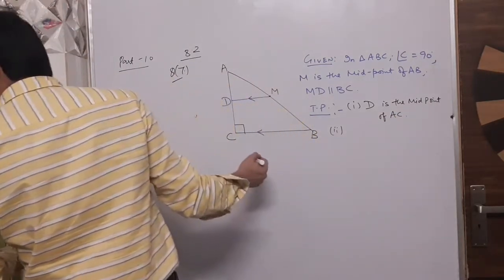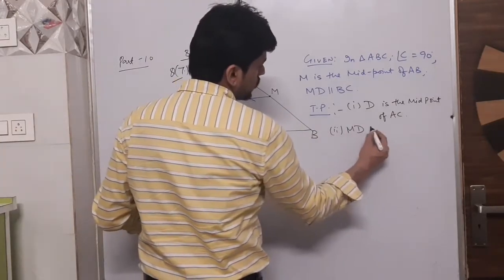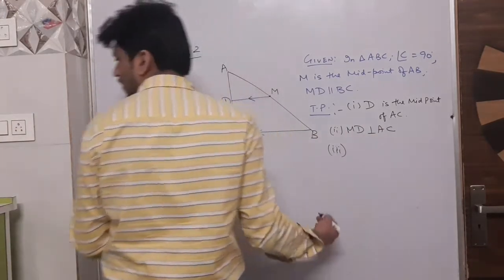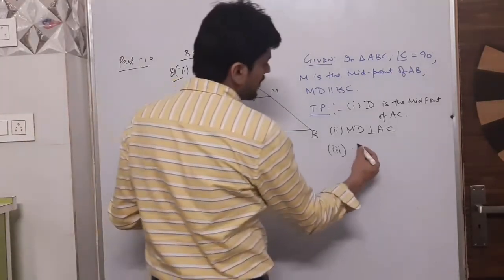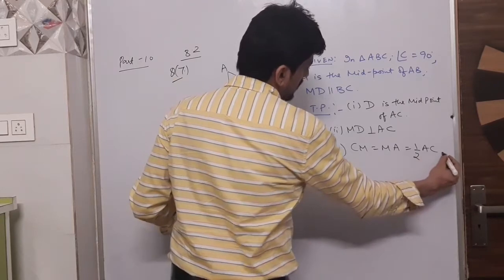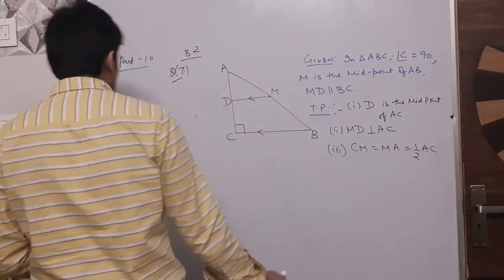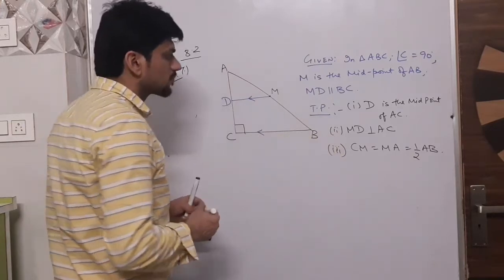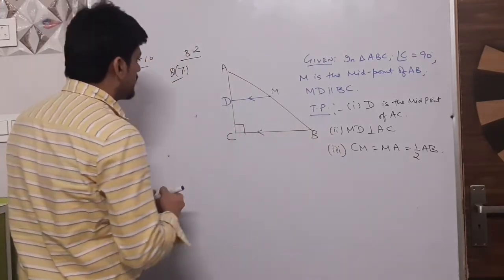Second, MD is perpendicular to AC, and third, CM equal to MA equal to half AB. So this thing, let us start the proof.